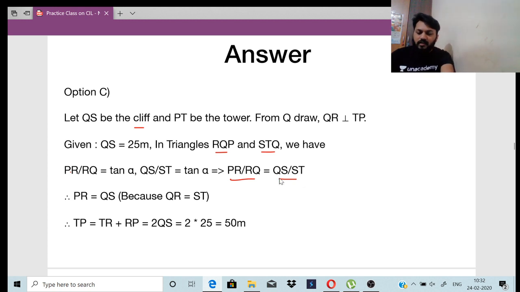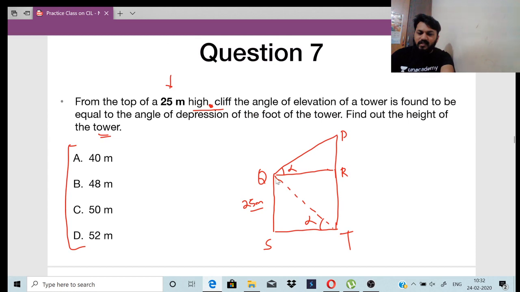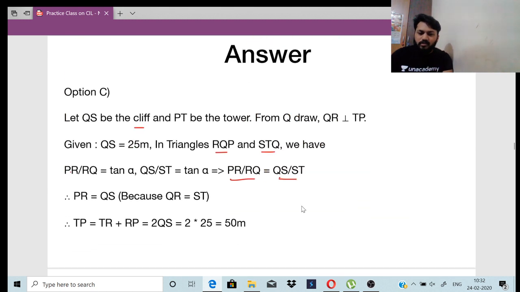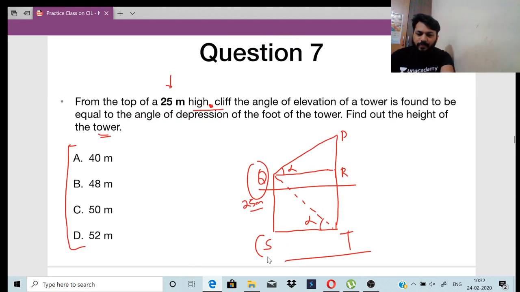Now see the question here. QR equals ST, right? Both are similar. QR equals ST, तो दोनों cancel हो जाता है, right? What I get? I get PR equals QS. मुझे QS का value पता है, right? I know the value of QS, 25 meter. PT, so what is PR?